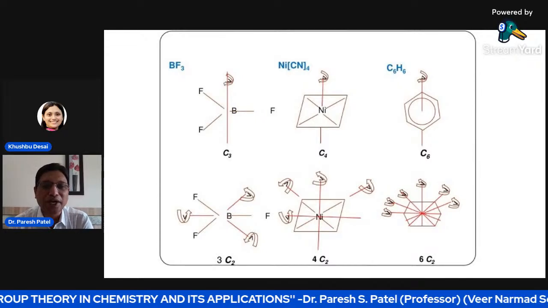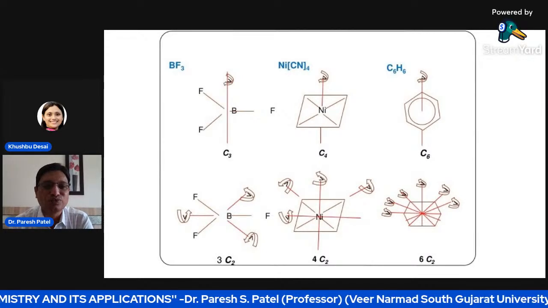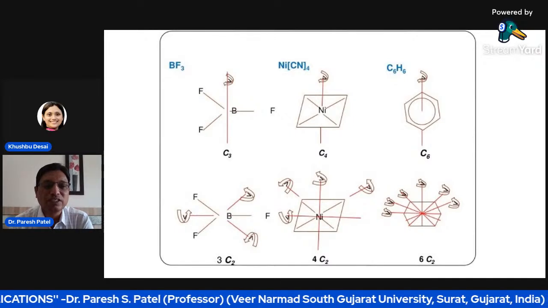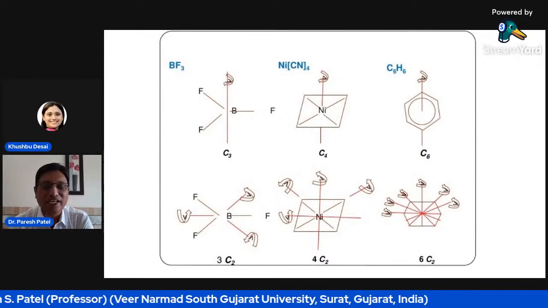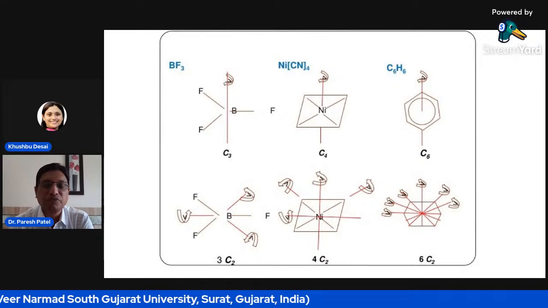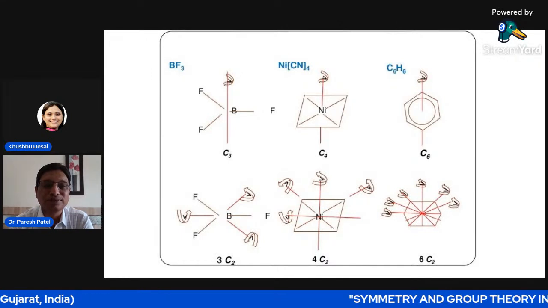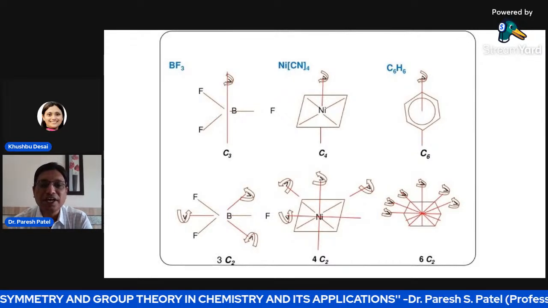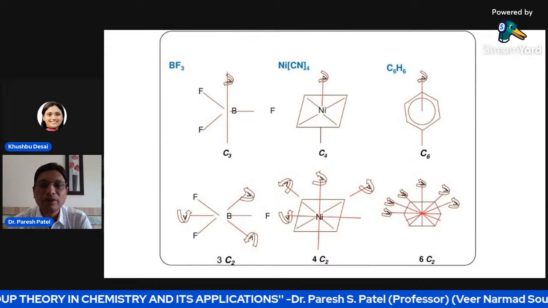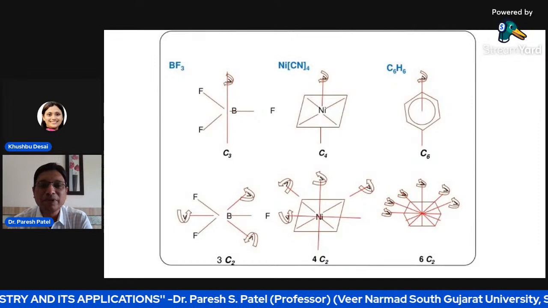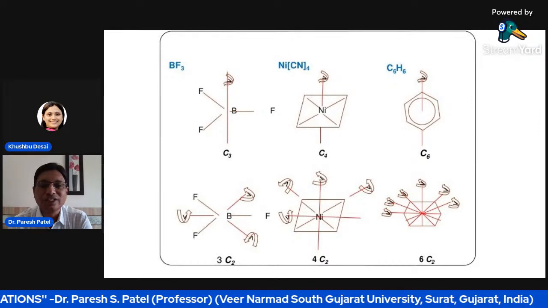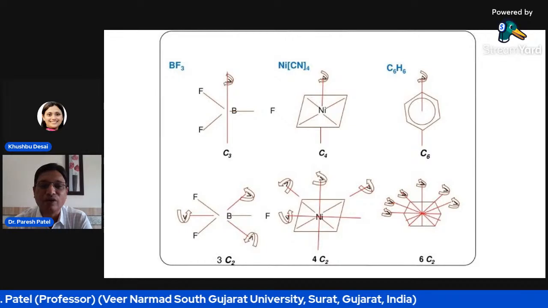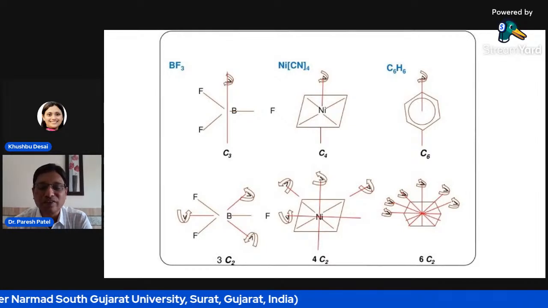Now, these are the different rotational axes of symmetry. The first one is the BF3 molecule, so the main principal axis is C3. In the case of the [Ni(CN)4]2- complex, if you rotate this molecule along the main principal axis, or imaginary axis, by around 90 degrees, you get the equivalent orientation position. So in that case, C4 is the main principal axis. In the case of the benzene molecule, the main principal axis is C6, and if you rotate this molecule along the imaginary axis by around 60 degrees, you get the equivalent orientation position.